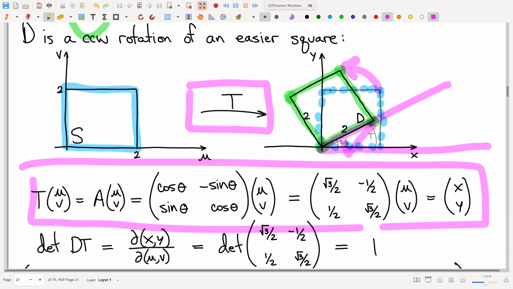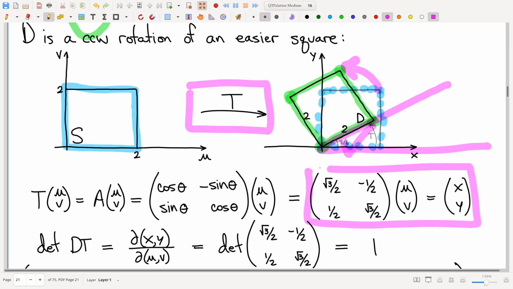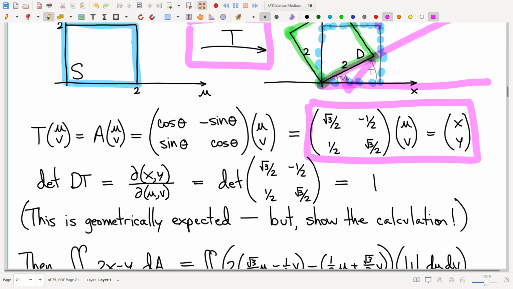So there you have it. There's your change of variables function. X and Y are functions of u and v, like so. And then you just compute your stretching factor, plug in, bada bing, bada boom, we're done.